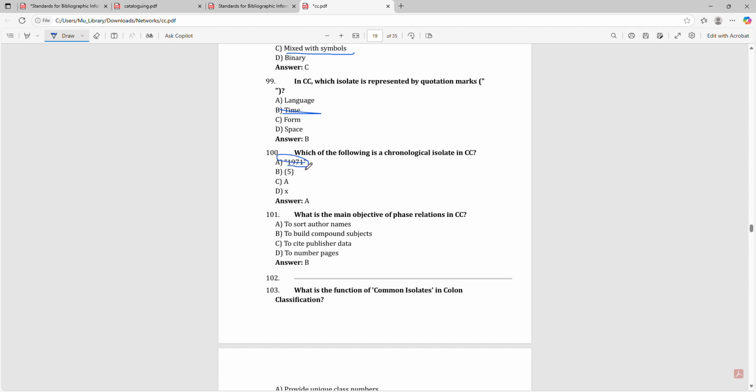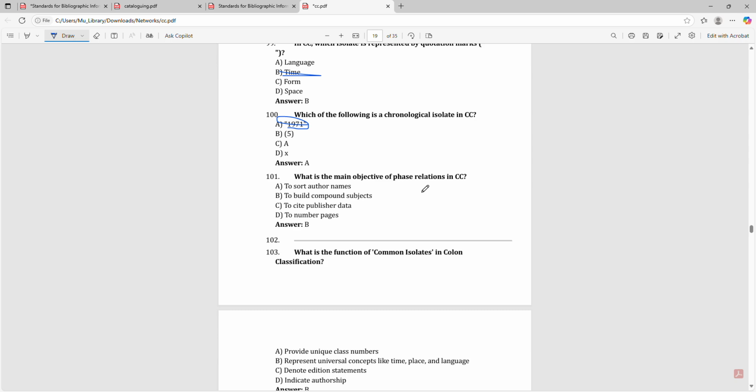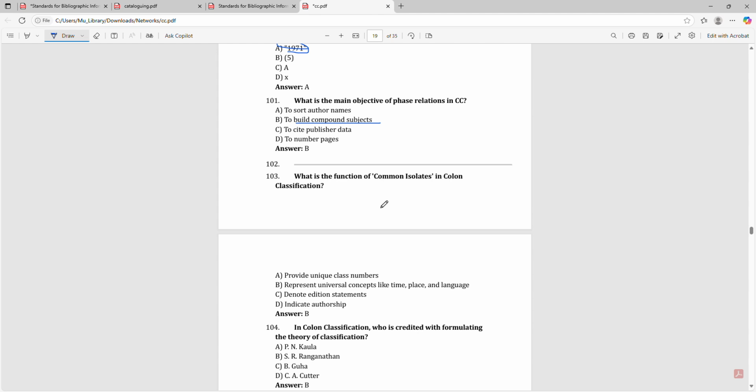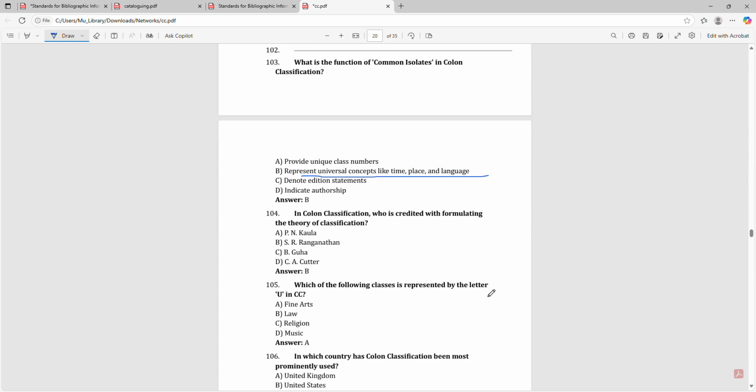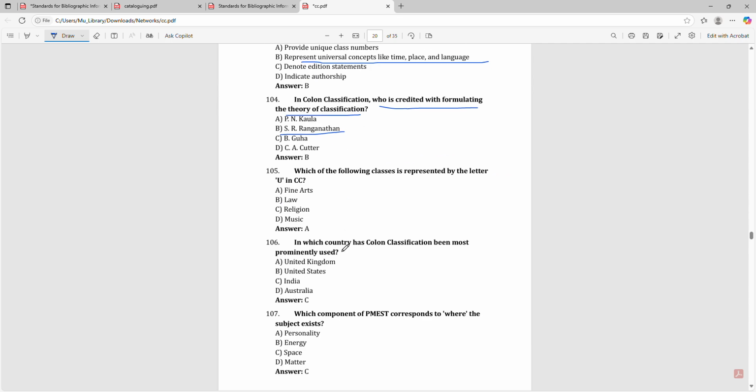That is 1971. What is the main objective of a phase relation in CC? To build a compound subject. What is the function of common isolate in Colon Classification? That is to represent a universal concept like time, place and language. In CC, who is credited with formulating the theory of classification? That is S.R. Ranganathan.